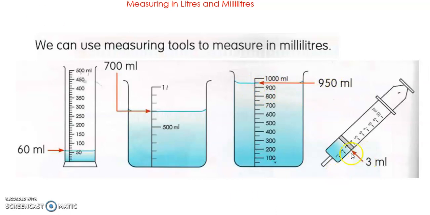The last picture here is an injection, and this injection is scaled from 0 until 10 ml. So this is a small amount of liquid. Here it indicates 3 ml, which is at this point. We can read it easily from the outer surface of the injection, because it's scaled and numbered from 0 to 10 ml, and this point is 3 ml. In this way we can use these tools to measure the liquids inside some containers or beakers in milliliters.